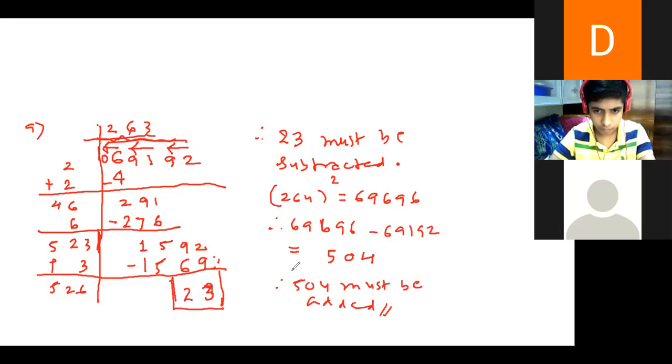Just copy it in this, then I'm clearing and explaining the third, fourth part. But sir, first we are finding the decreased one, no? So we have to subtract 23, and after that you should add. So we have to add this to 69192 or which number? Means 504 should be added to what?